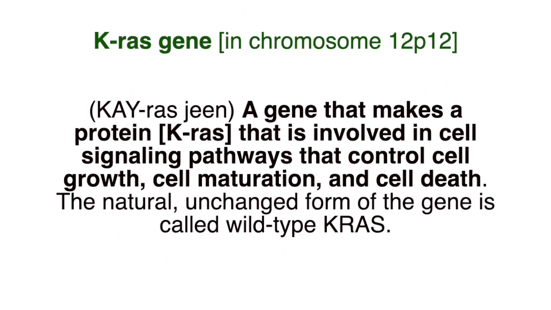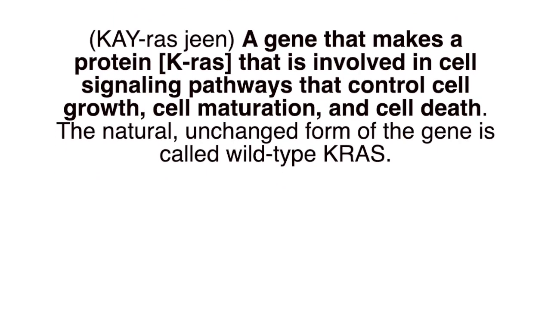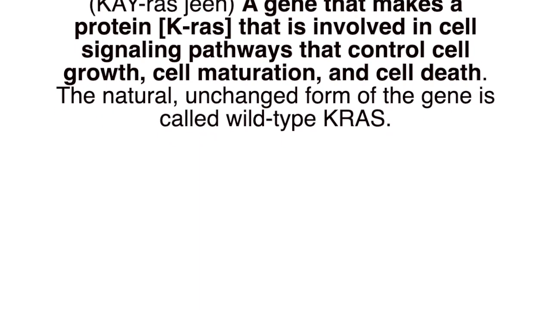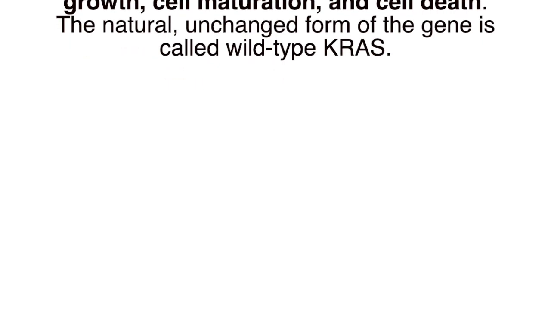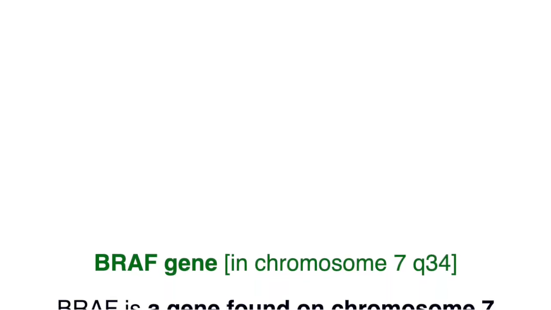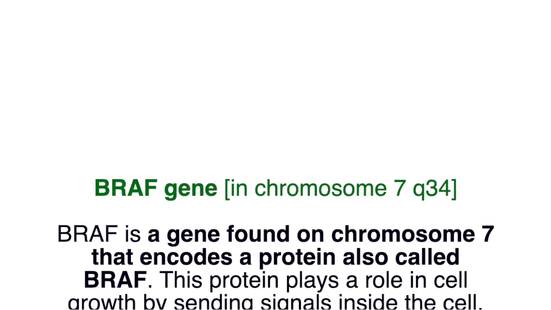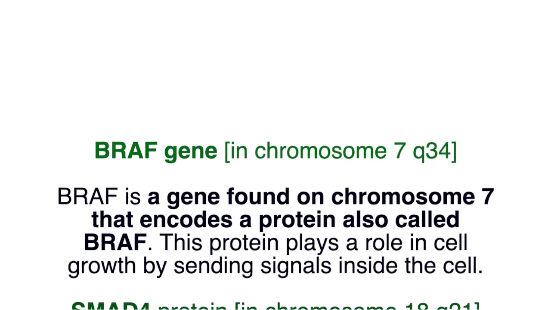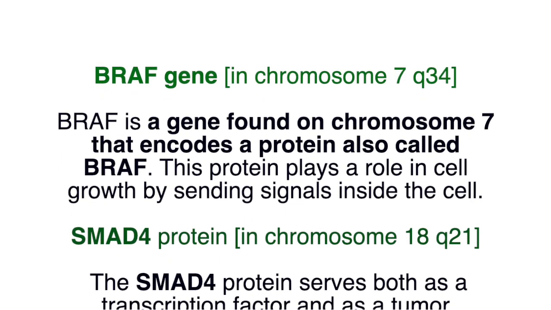KRAS gene in chromosome 12p12. KRAS gene is a gene that makes a protein, KRAS, that is involved in cell signaling pathways that control cell growth, cell maturation, and cell death. The natural unchanged form of the gene is called wild-type KRAS. BRAF gene in chromosome 7q34. BRAF is a gene found on chromosome 7 that encodes a protein also called BRAF. This protein plays a role in cell growth by sending signals inside the cell.